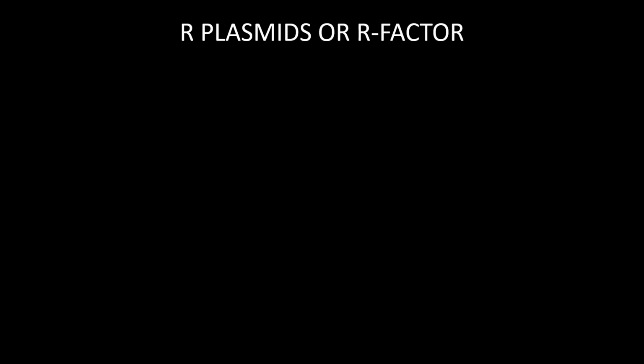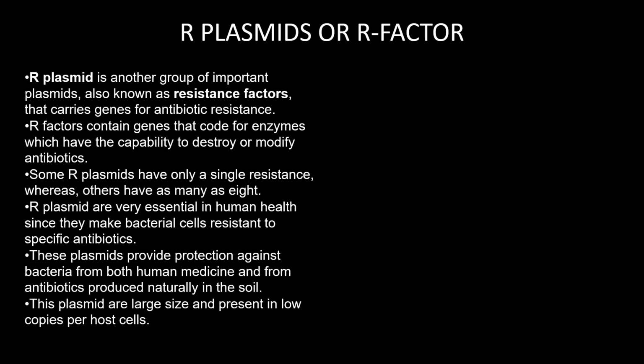Now, the next one is the R plasmid or R factor. The R plasmid is another group of important plasmids, also known as resistance factor, that carries genes for antibiotic resistance. Some plasmids have only a single resistance, whereas others have as many as 8. These plasmids provide protection to bacteria from both human medicines and from antibiotics produced naturally in the soil.